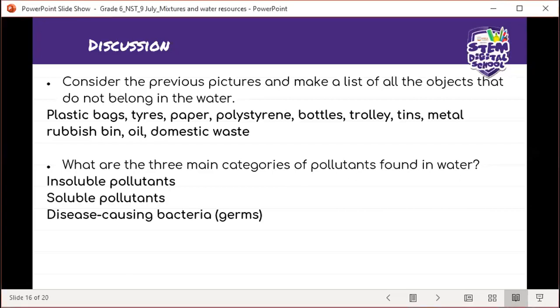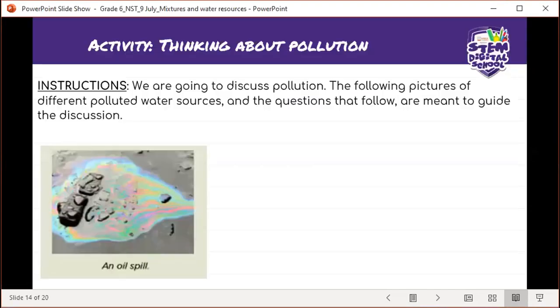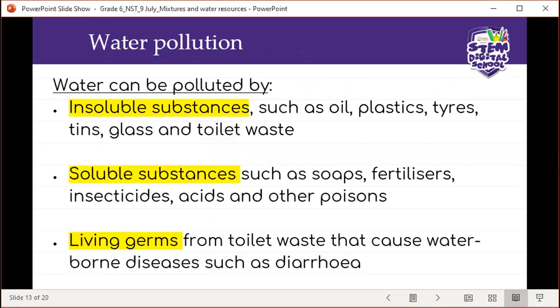Insoluble pollutants, soluble pollutants, as well as disease-causing bacteria or germs. So guys, remember this slide. These are the three main categories.